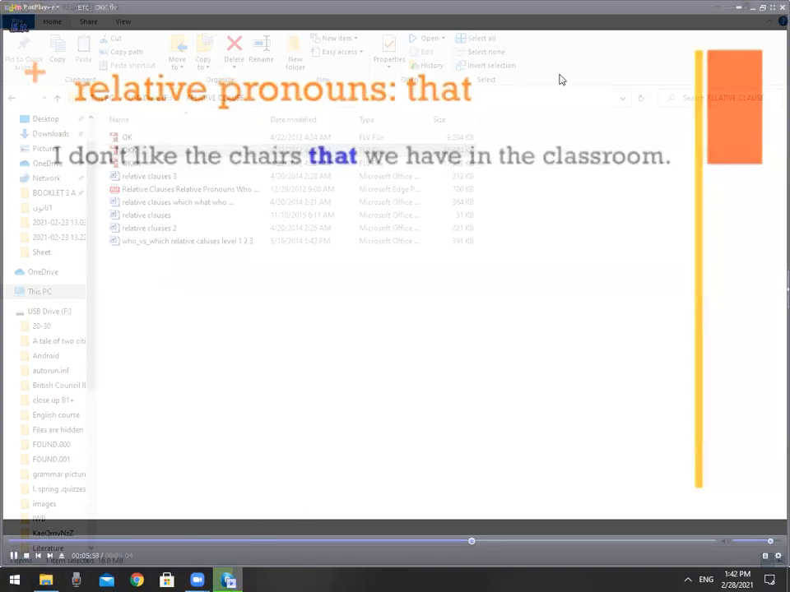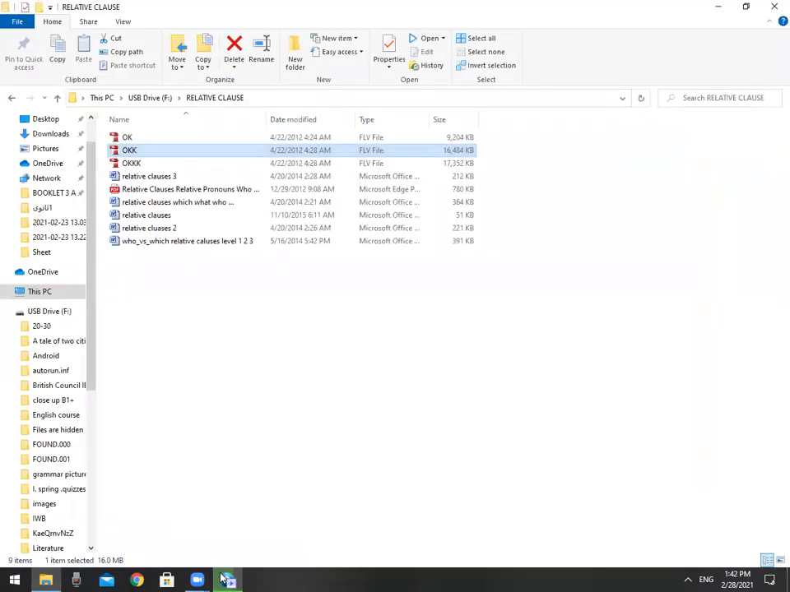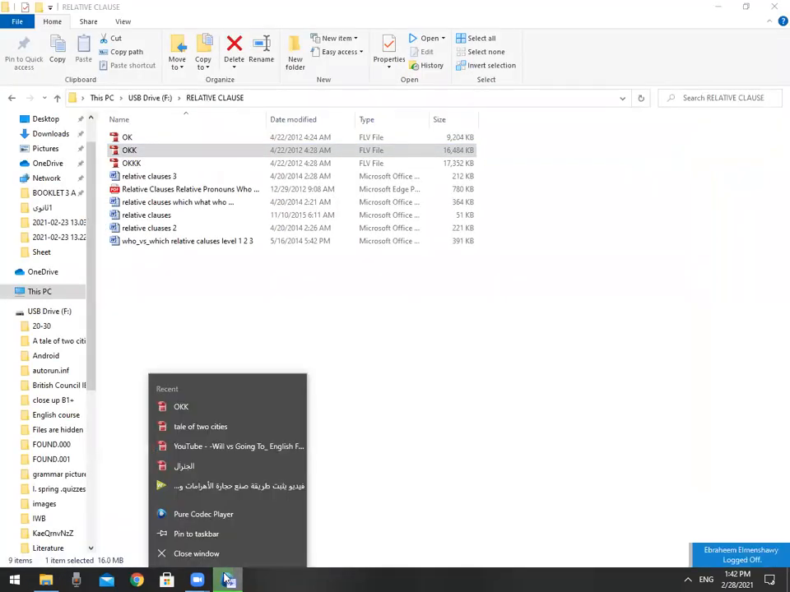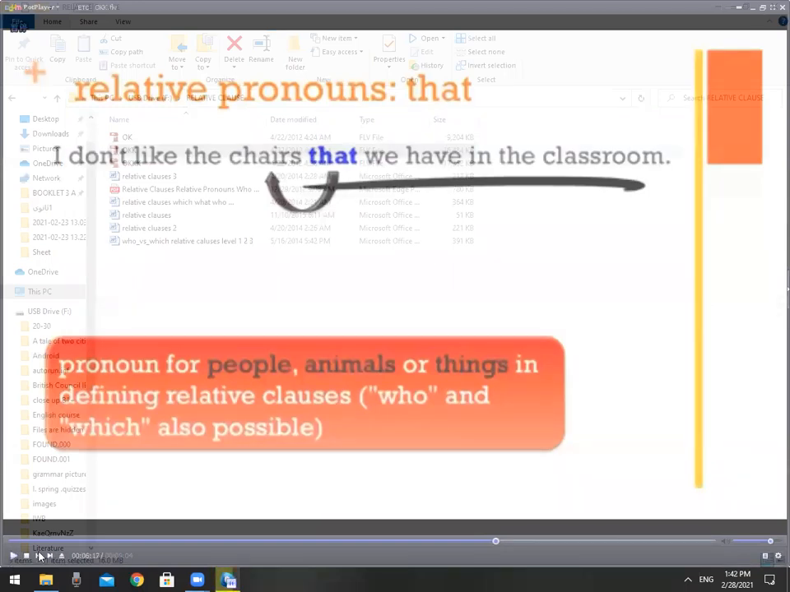Here's your sentence. I don't like the chairs that we have in the classroom. That we have in the classroom, this is your relative clause. The information is chairs in the classroom. That is your relative pronoun. And when do we use it? We use it as a pronoun.